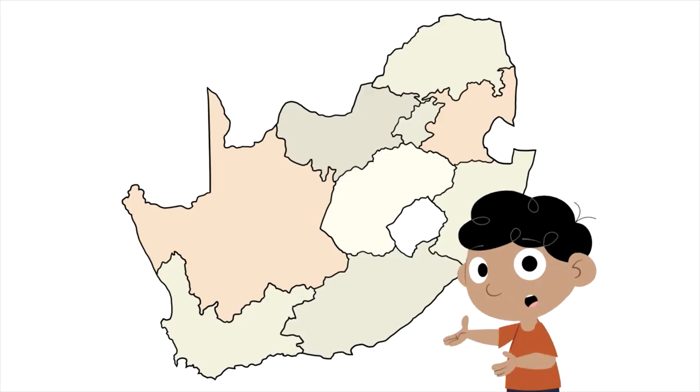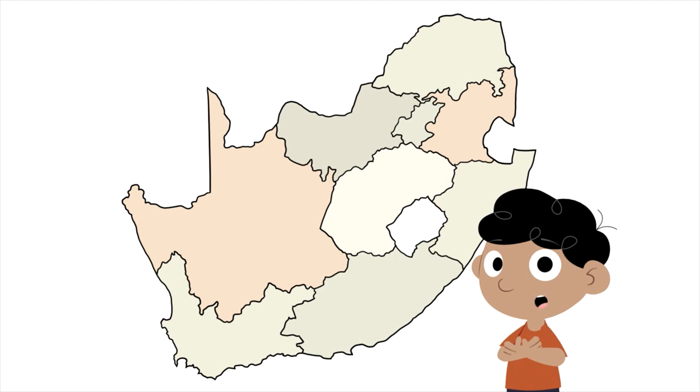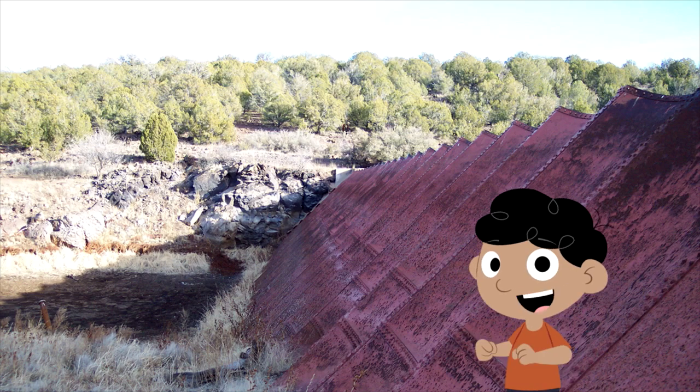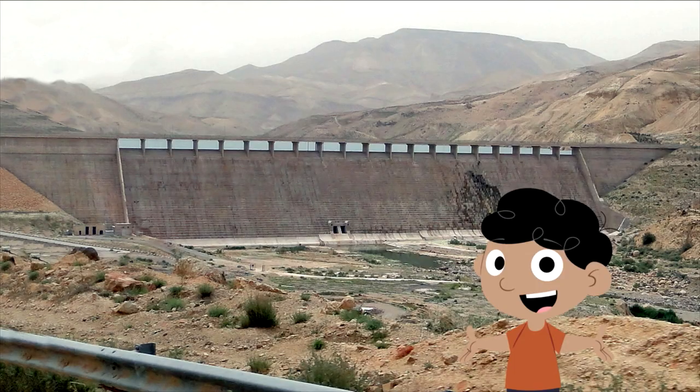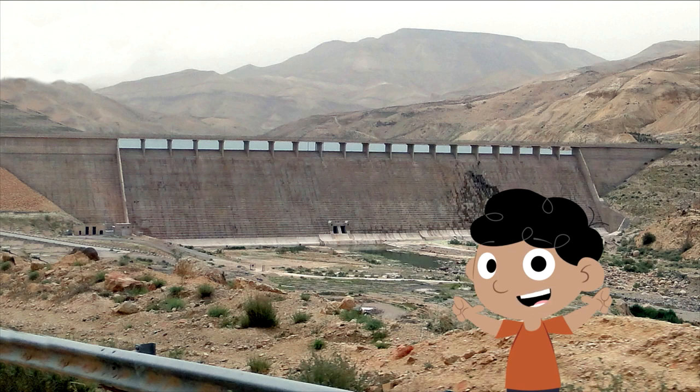In comparison to the rest of the world, South Africa receives only half of the average global rainfall. Thus, we are considered a water-stressed country. Even though we have lots of rainfall along the east coast, a large part of inland South Africa receives little rain.